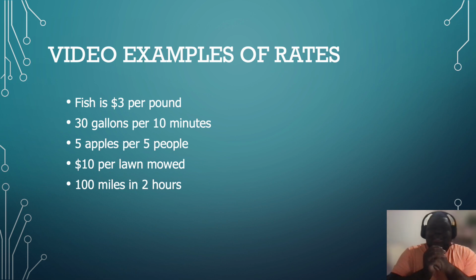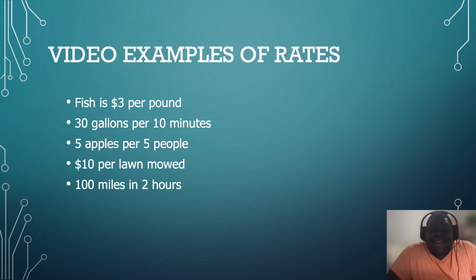Awesome. So great job, guys, being active listeners. Here are some examples of rates that were given in the video, if you didn't catch them. Remember, the table with the most rates in their math journal when I return will get 5 points on their quiz. So we have fish is $3 per pound. And the guy that was taking a shower used 30 gallons per 10 minutes. 5 apples per 5 people. These are just everyday examples of rates that we can see in our day-to-day lives. Some of you might say 4 tires per car.